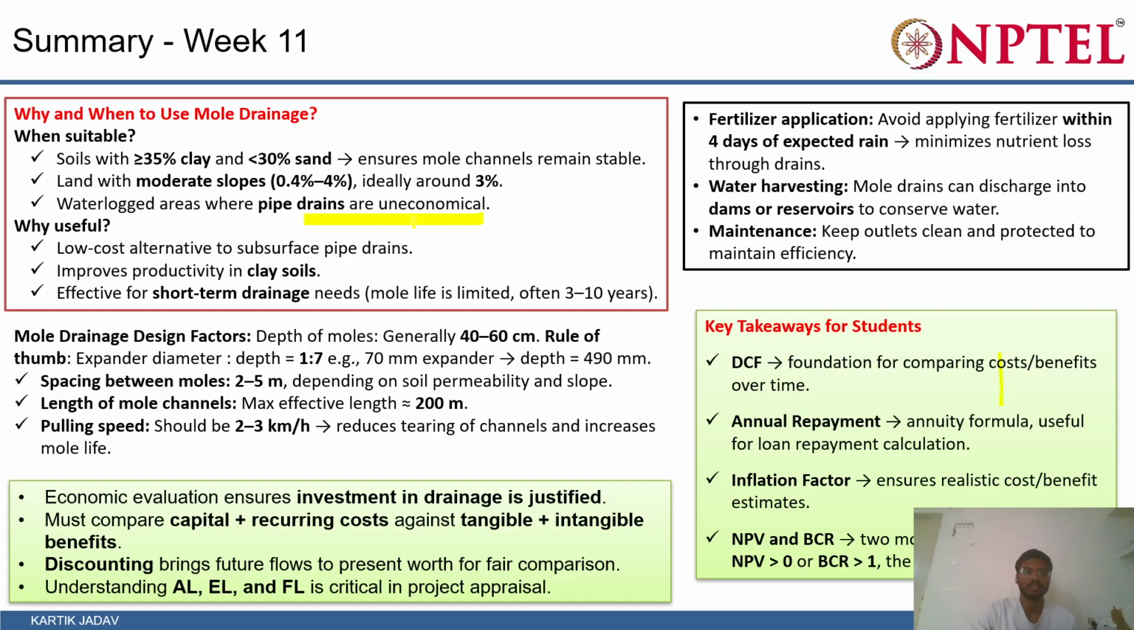And waterlogged areas where pipe drains are uneconomical, because they have more cost, in that case also we go with mole drainage. So obviously it is a low-cost alternative to subsurface pipe drainage, and it improves productivity in clay soil. It is also effective for 3 to 10 years depending on the site condition. Then we also looked at the economic aspects of the drainage system, where we discussed annuity payment, inflation factor, NPV, and benefit to cost ratio.